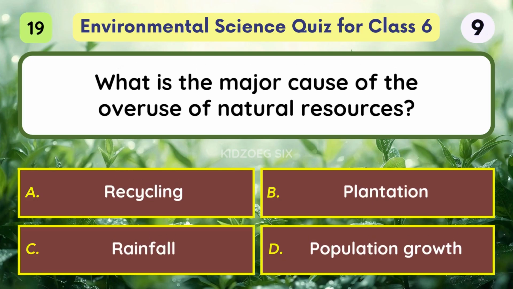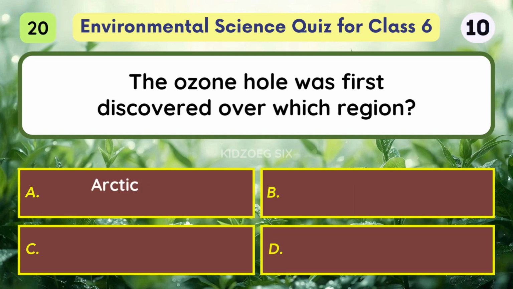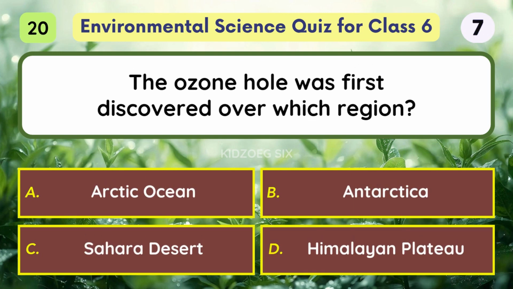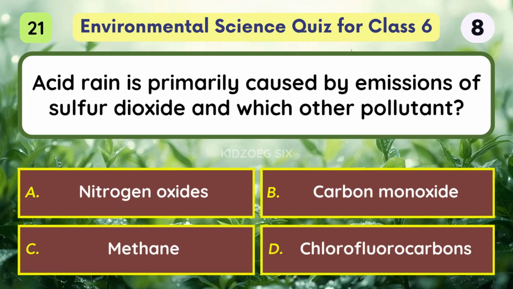What is the major cause of the overuse of natural resources? Population growth. The ozone hole was first discovered over which region? Antarctica. Acid rain is primarily caused by emissions of sulfur dioxide and which other pollutant? Nitrogen oxides.